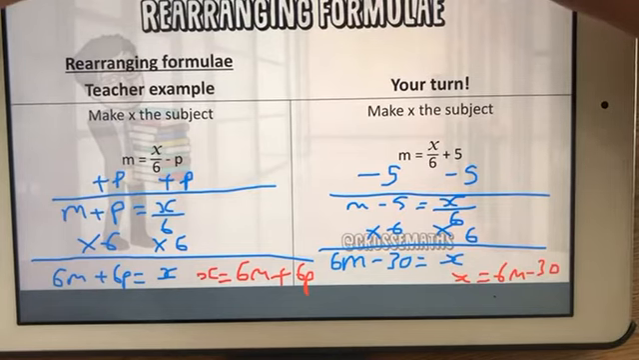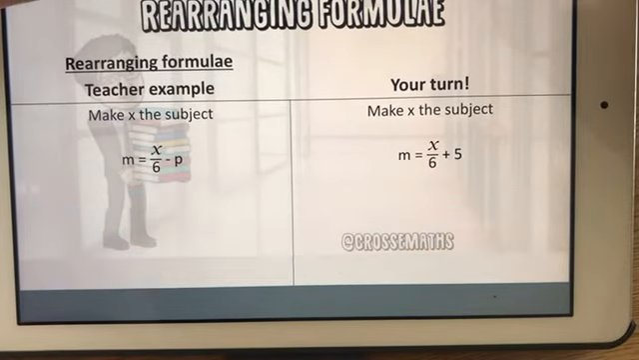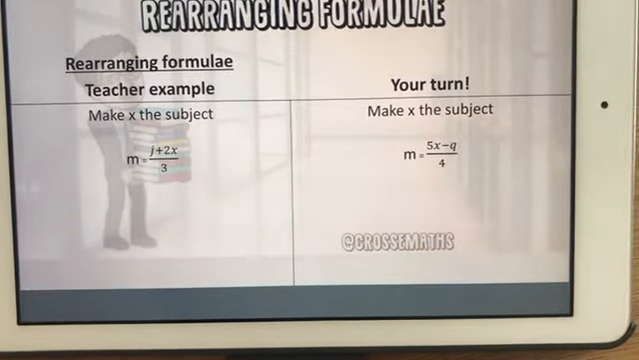Okay, should be nailed down. We should be getting better at this probably as we go through. Next one. Okay, I'm going to go through this one again.